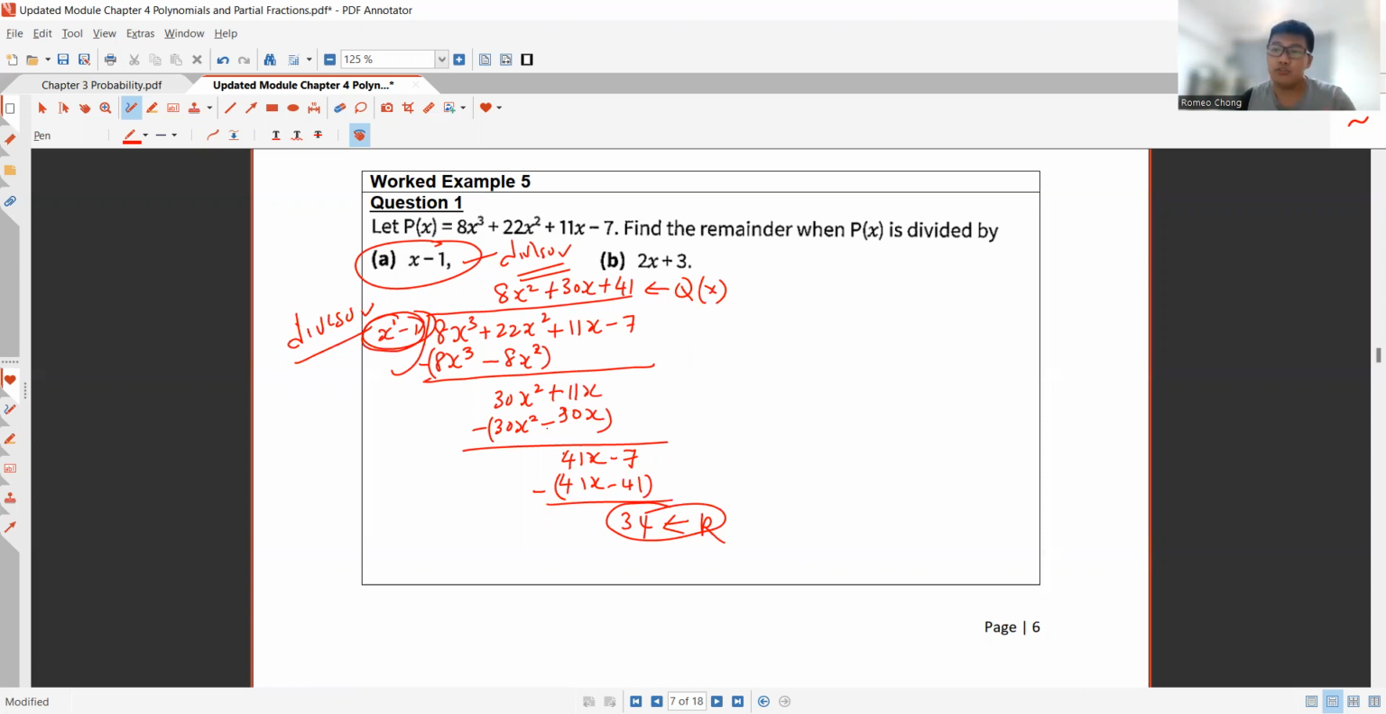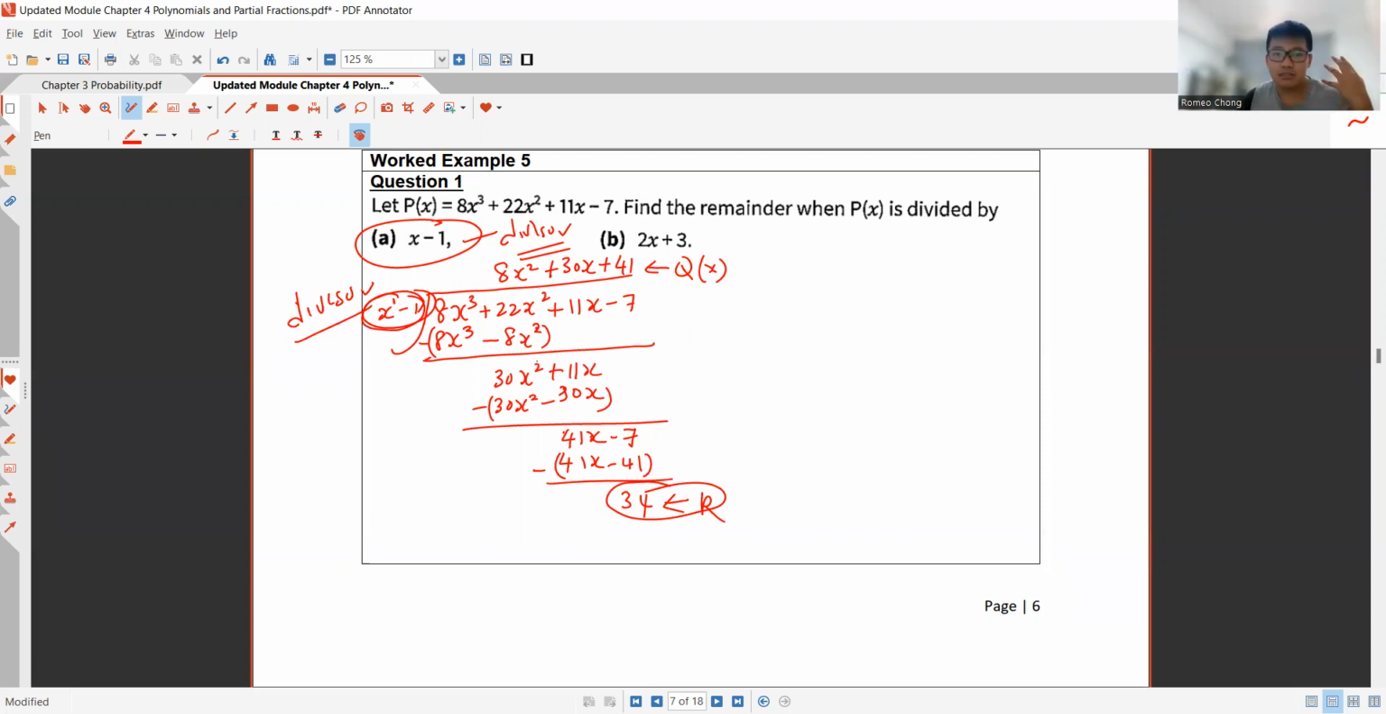Okay, now we are going to check whether this is the same as the answer if we use the remainder theorem or not. Because your divisor is x minus 1, right? So your x minus 1 equals 0, so your x equals 1. That means now you are trying to find the remainder by substituting x equals 1 into your polynomial.